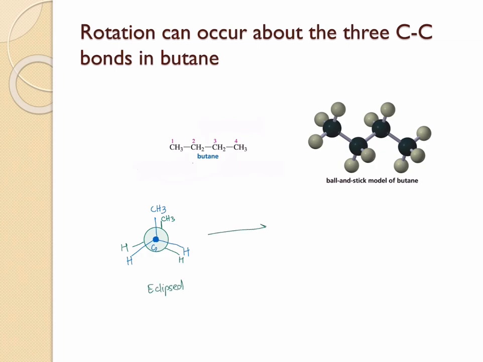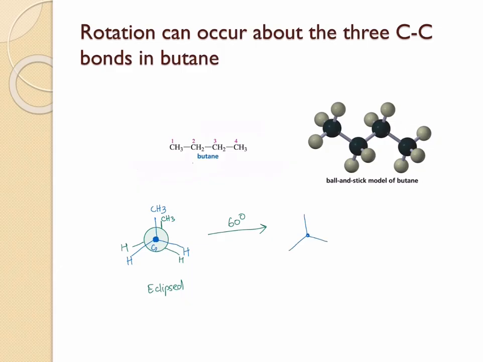Now as we rotate it to 60 degrees, what's going to happen is this methyl group is going to come here, and this hydrogen is going to come here, and this hydrogen will be moving in this direction. So let's draw the staggered conformation.